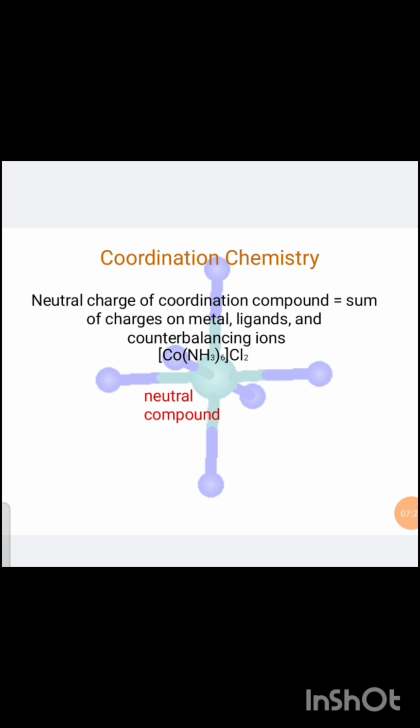Next is coordination chemistry. Here it is revealed that the neutral charge of the coordination compound is equal to the sum of the charges on the metal, ligand, and counterbalancing ion. Some ligands are neutral, meaning their oxidation state is 0, like ammonia, water, and CO. So in this, the oxidation state of ammonia is 0. CoCl2 means 2 Cl minus, equal to +2, so cobalt has the oxidation number of +2.